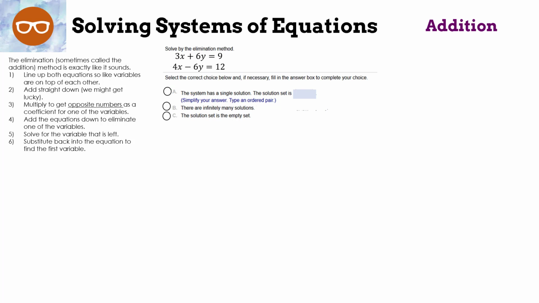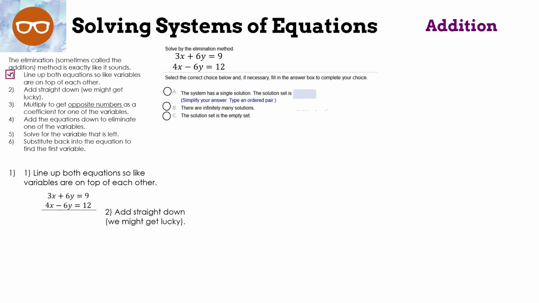The first thing we have to do is make sure that our equations line up. Well, I have 3x, and indeed, the x's are on top of each other, the y's are on top of each other equals a number, so that one's done. Now, we're going to add straight down to see if we can get rid of an x or a y. So let's add straight down. 3x plus 4x is 7x. 6y minus 6y is 0y, yay! And 9 plus 12 is 21.